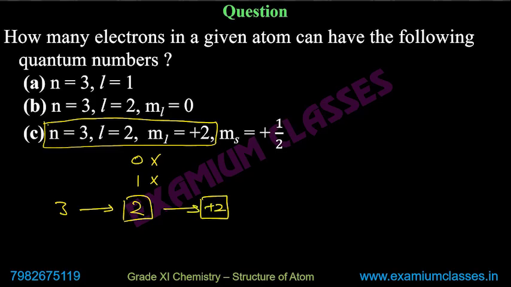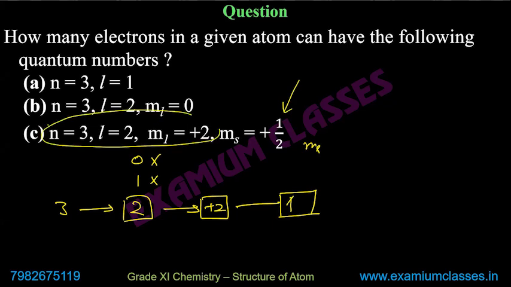And this +2, here it is mentioned it has only ms plus half, not the minus half. So if it is just plus half, it means we are considering one electron, not minus half. So there will be only one electron which will have ms plus half. So understand it up to here. Up to here you got that there will be only one orbital.